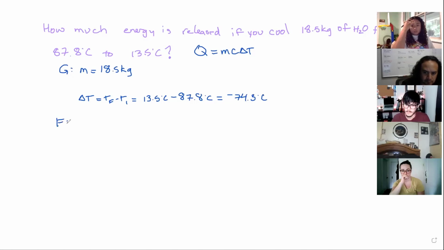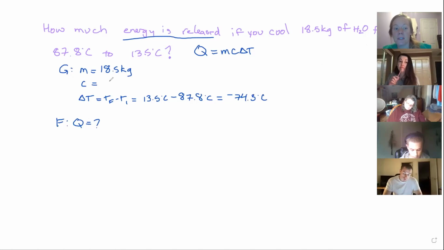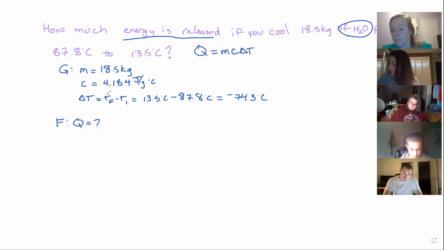We're trying to find energy released, which is Q. And what is the specific heat? That's something that we don't have. But you should know the specific heat for water, or at least be able to reference it. So the specific heat for water, H2O, is 4.18 or 4.184 joules per gram degree Celsius. Any problem that involves liquid water will use that C value. So now we just plug it in, right?